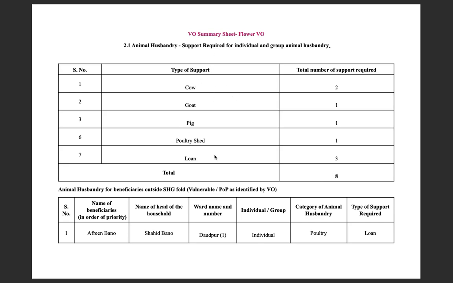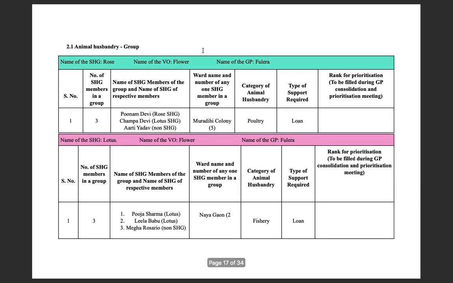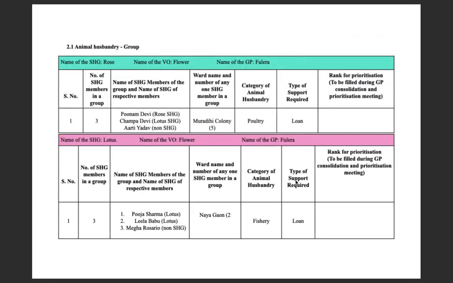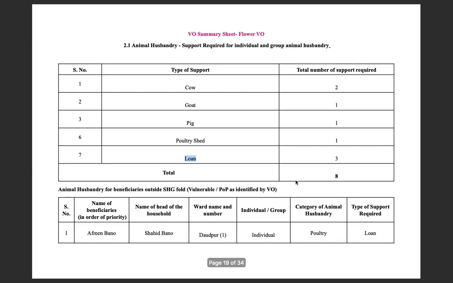I can show you, for one of these supports, by going back to the SHG sheet, how it has been counted. For example, we take loan. Now when I go back to my SHG demand, 1, 2, 3. 3 loans have been demanded, and hence in the VO summary sheet, where we are summarizing the type of support, loan is 3.